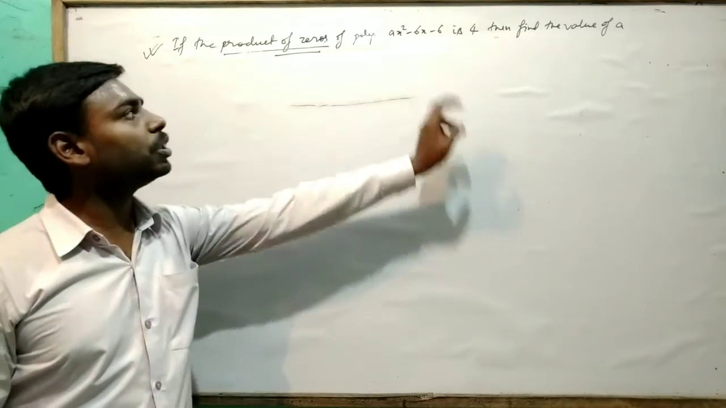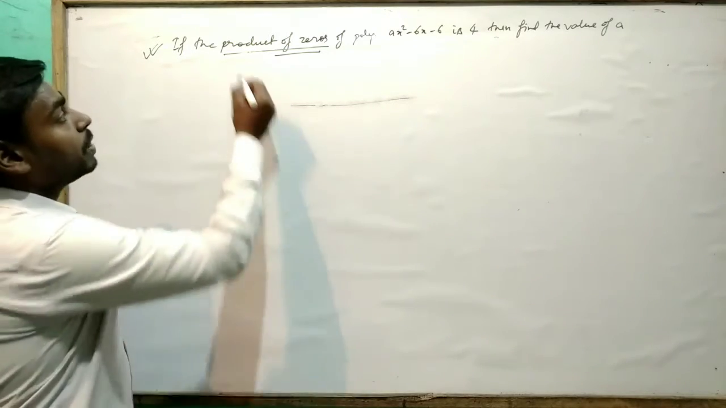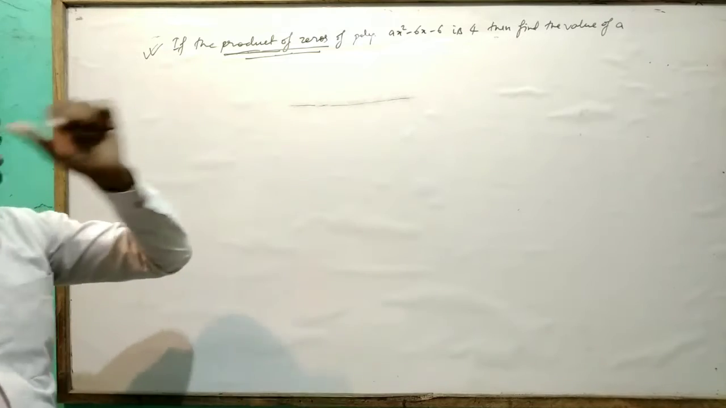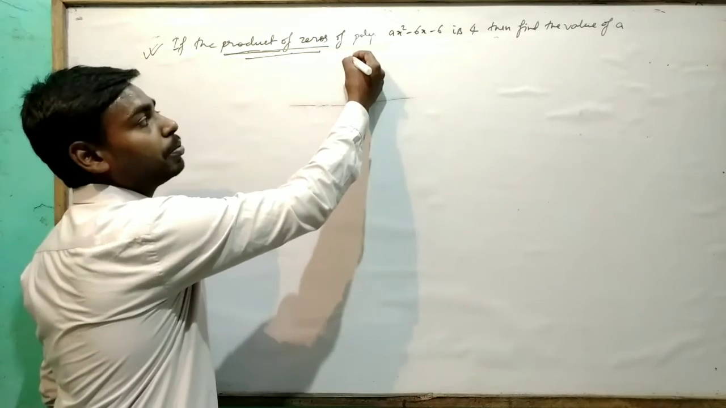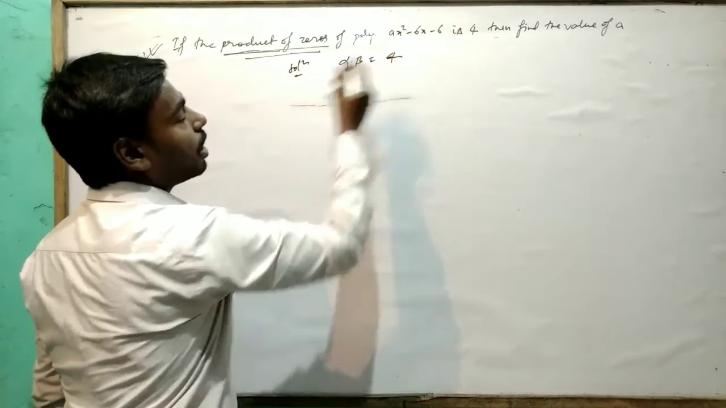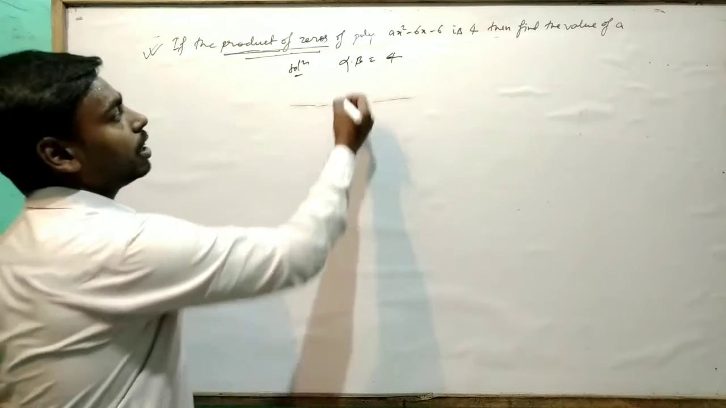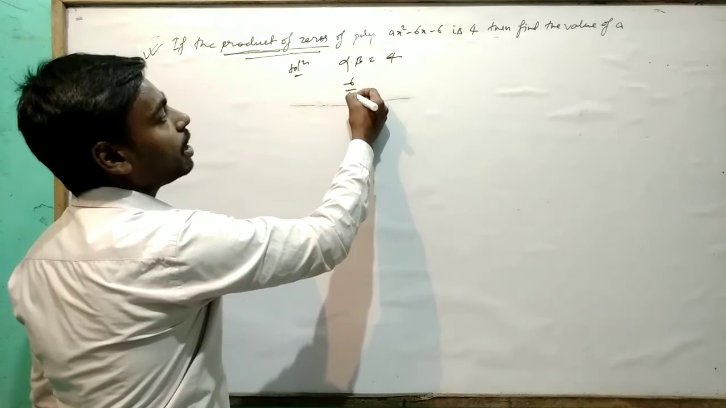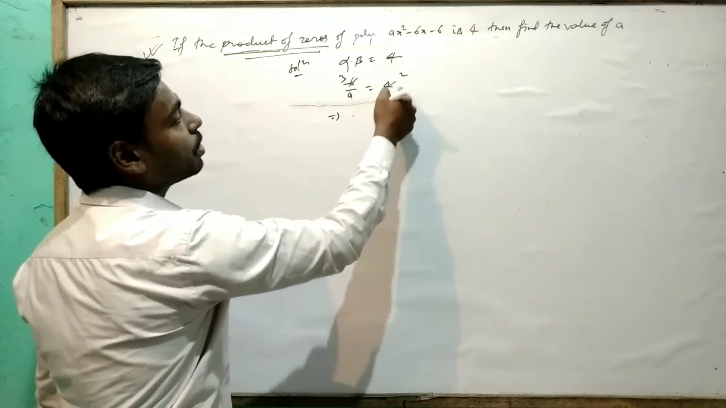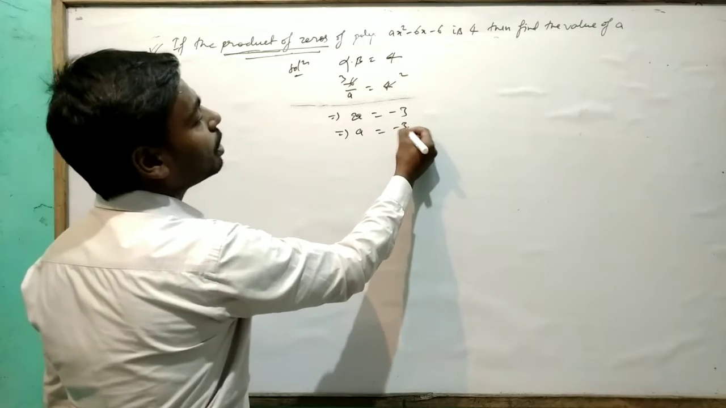The product of zeros of the polynomial ax square minus 6x minus 6 is 4. Then find the value of a. First we have to check what is given. Product of zeros is given. Then we use the formula of product of zeros. Alpha into beta is given as 4, and product of zeros is equal to c by a. C by a is minus 6 by a, which is equal to 4. Then we get 4a is equal to minus 6, so a is equal to minus 3 by 2.